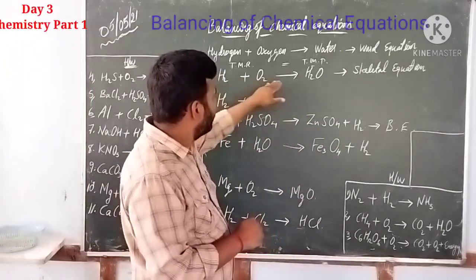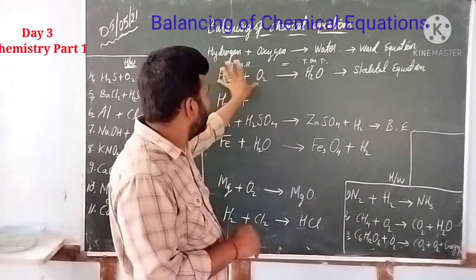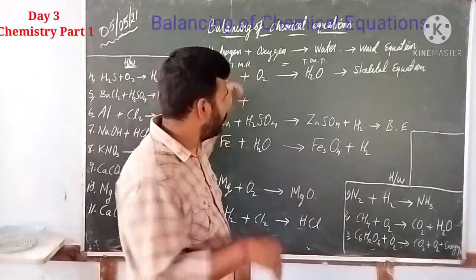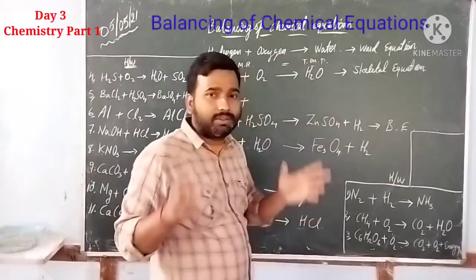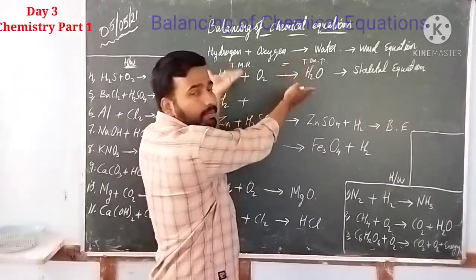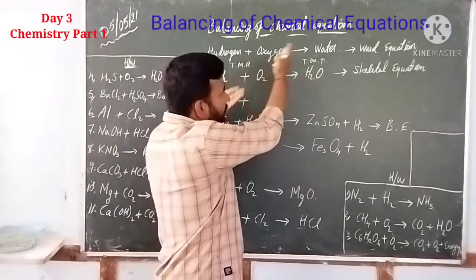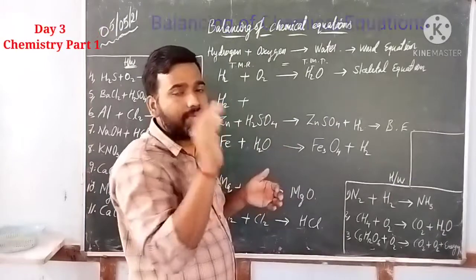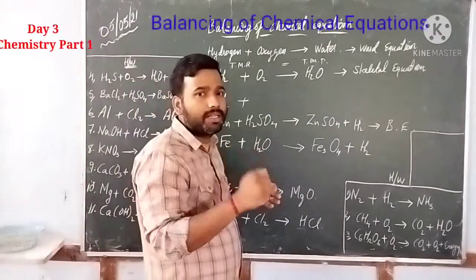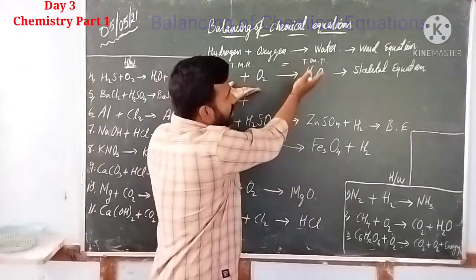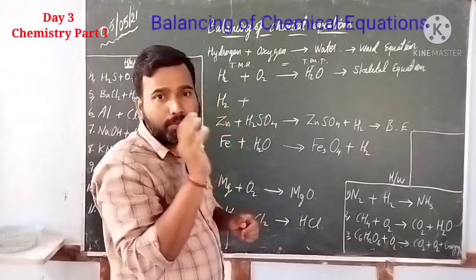So imagine the things which I have written to the left hand side of the arrow mark, that is called the reactants, and what is coming to the right hand side, that is called the products. So the mass of these two parts, on the left hand side and on the right hand side, must be equal. That is what is said in the law of conservation of mass. The total mass of the reactants must be equal to the total mass of the products.